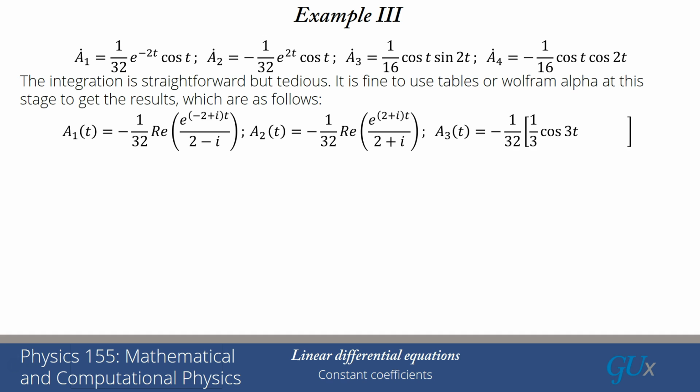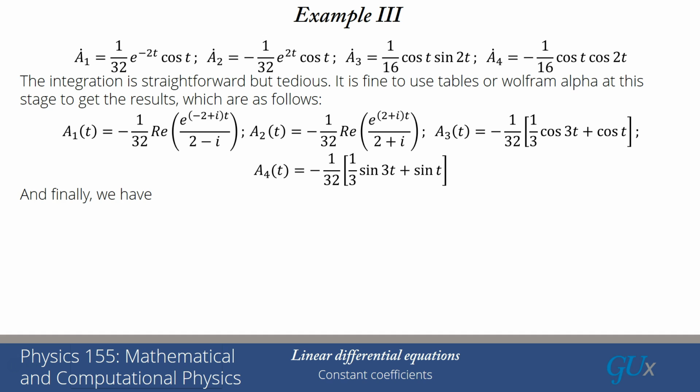So now when we go ahead and solve those integrals, you really get these complicated beasts. A1 of t is minus 1/32 the real part of e to the minus 2 plus i times t divided by 2 minus i, and so forth. All these equations are kind of complicated. I haven't even written A4 yet. A4 is not so bad. And so we now have to take these objects, multiply them by the corresponding y of t's, and add them all up in order to get the particular solution.